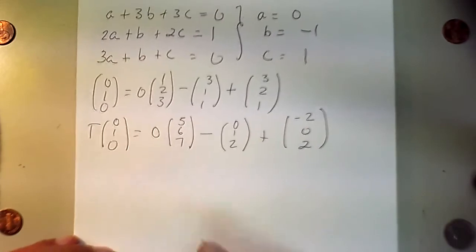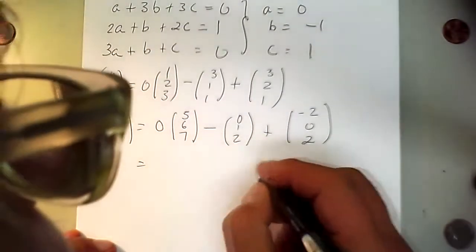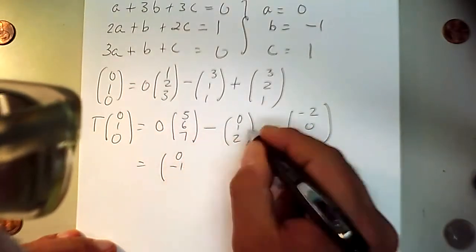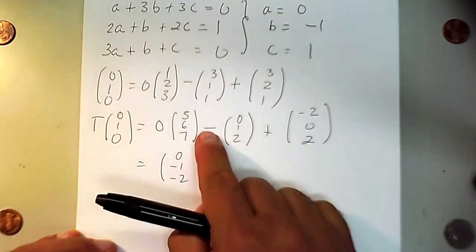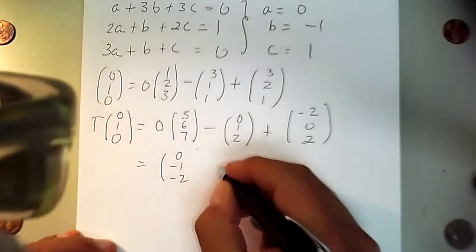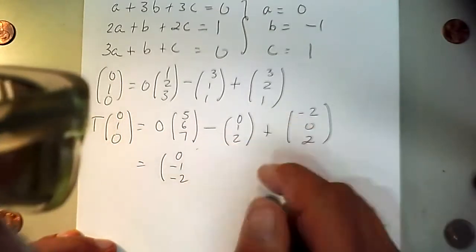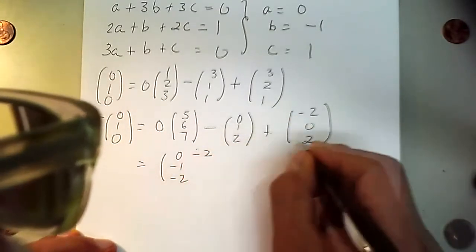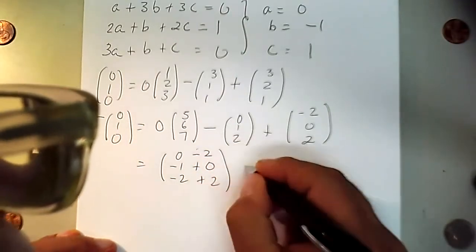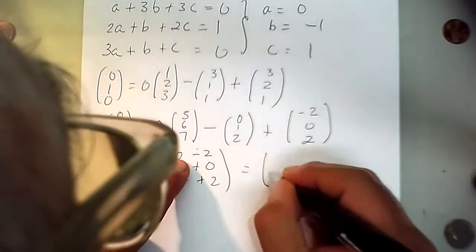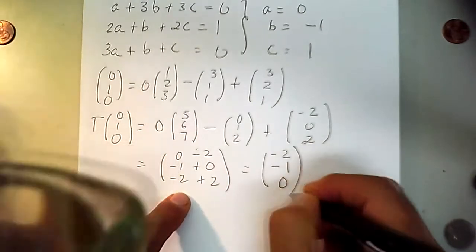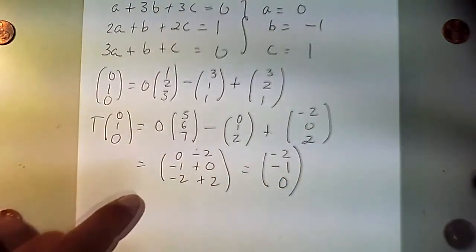So, let's just do this. So that is 0, -1, -2. I'm just multiplying by -1 or moving this into the vector. And then plus -2, so that is -2 plus 0 plus 2. So we end up with -2, -1, 0. Okay, we got 2 down, 1 to go.